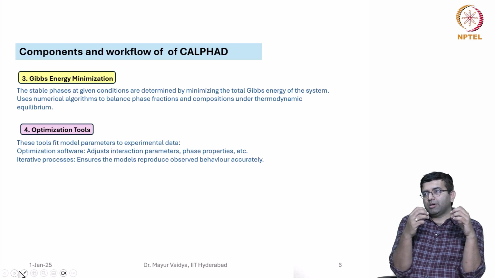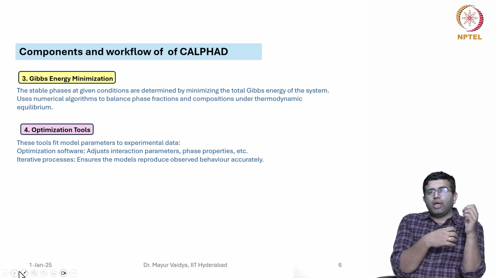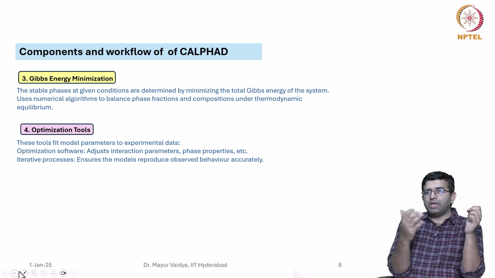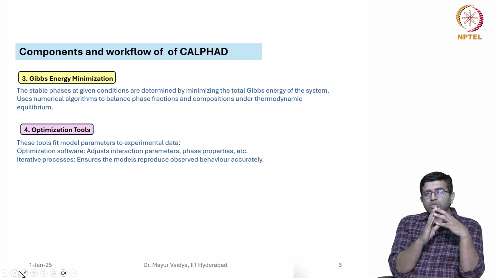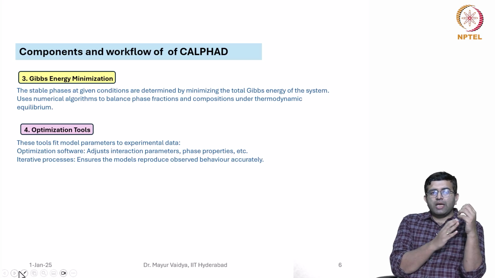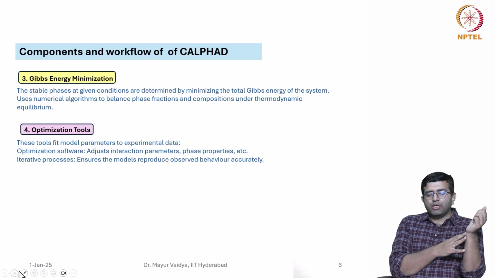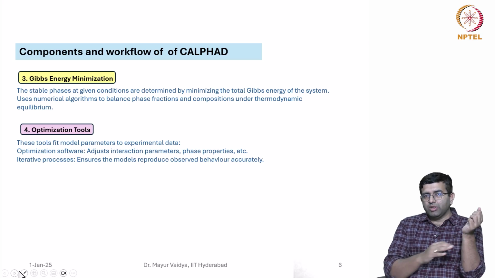Sometimes you also check whether the output of the model makes physical sense or not. And if it does not make physical sense, or if it deviates too much from what is observed experimentally, then you need to tweak your model and optimize certain parameters to improve the predictability and reliability of your model. So, the optimization tools are also very important, and these iterative processes ensure that the model reproduces the observed behavior accurately.